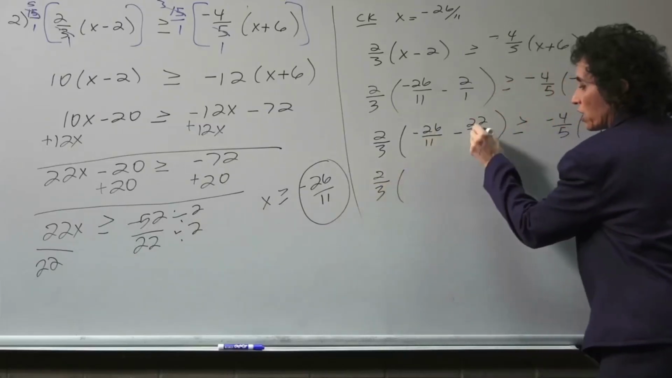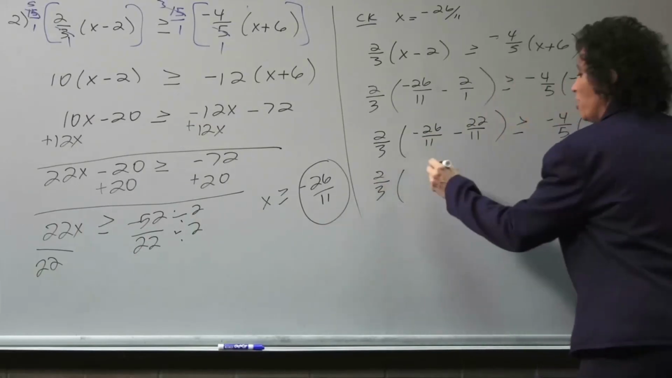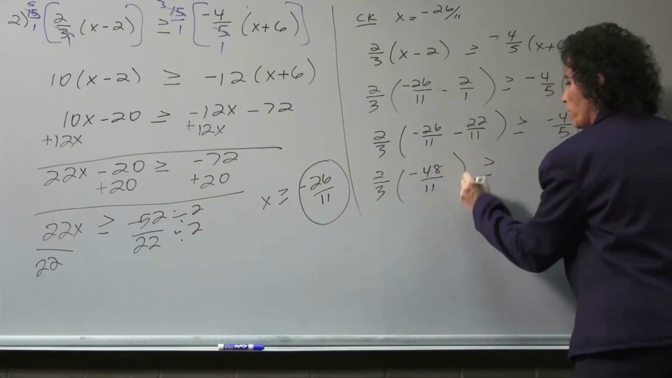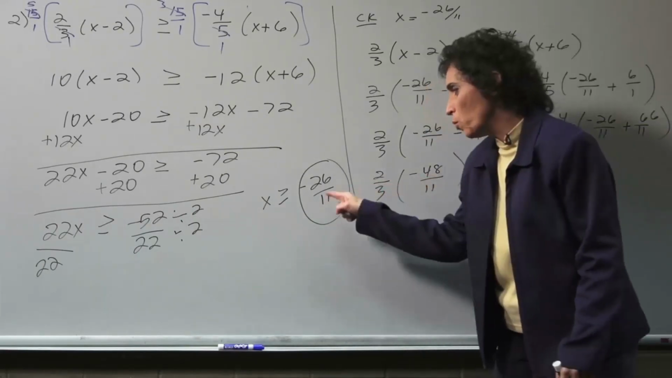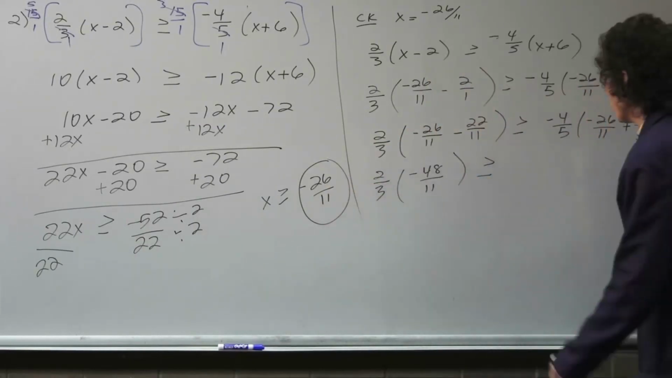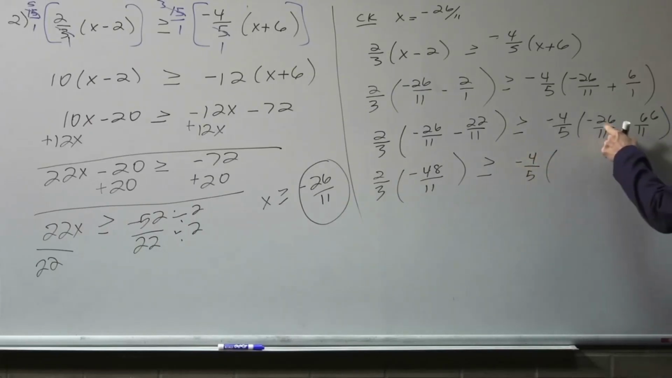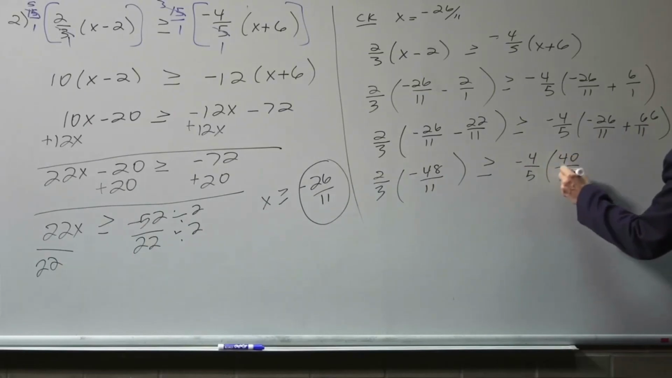I owe you $26, I owe you $22, I don't really care what I owe you. No, I owe you 48/11. This is greater than or equal to, and by the way, what is this supposed to make it? Do you remember? We're checking this. It's supposed to make the left side equal to the right side if we do it right. Negative 4/5. I owe you 26, but I have 66, so I have 40/11.